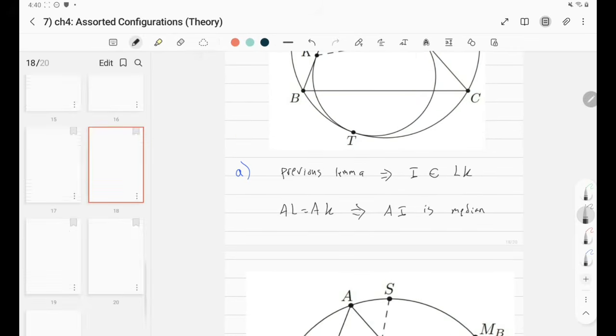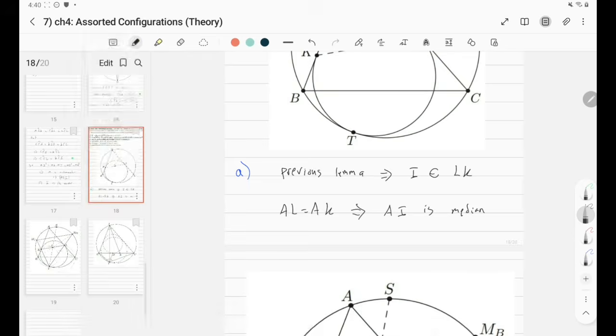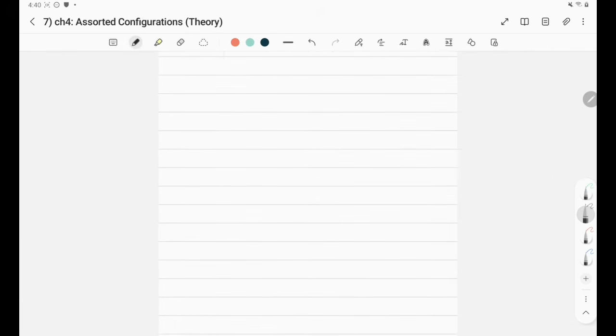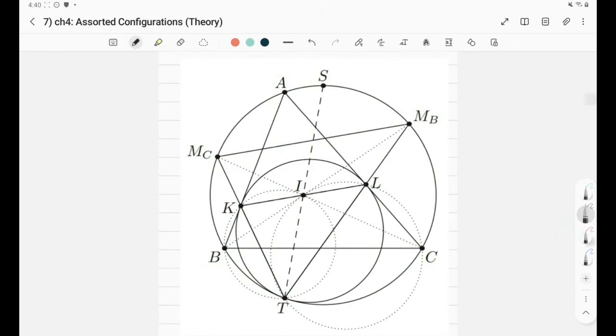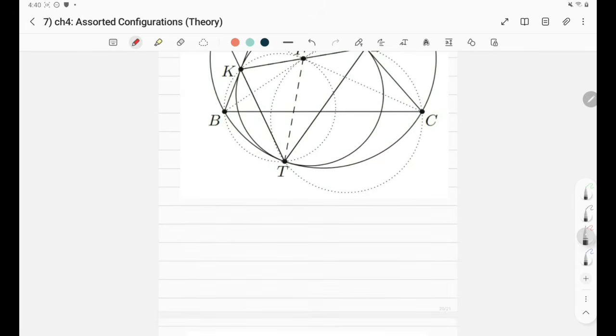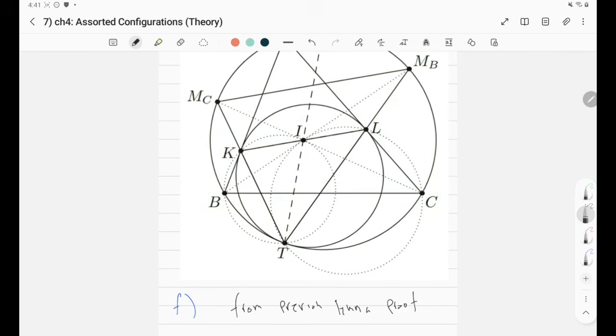So let me just add some pages. Or actually, let's just move on to this diagram, which is better. As you can see here, it's already clear that these are cyclic. BKIT is cyclic and TILC is cyclic. And as we said, the proof just comes from the previous work. So I can just say here, F comes from the previous lemma proof. And it was just some simple angles. Okay, so that's for part F.